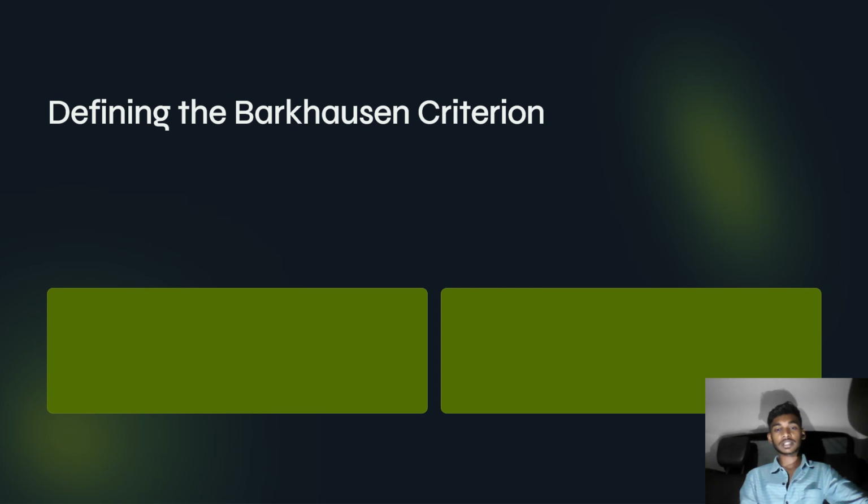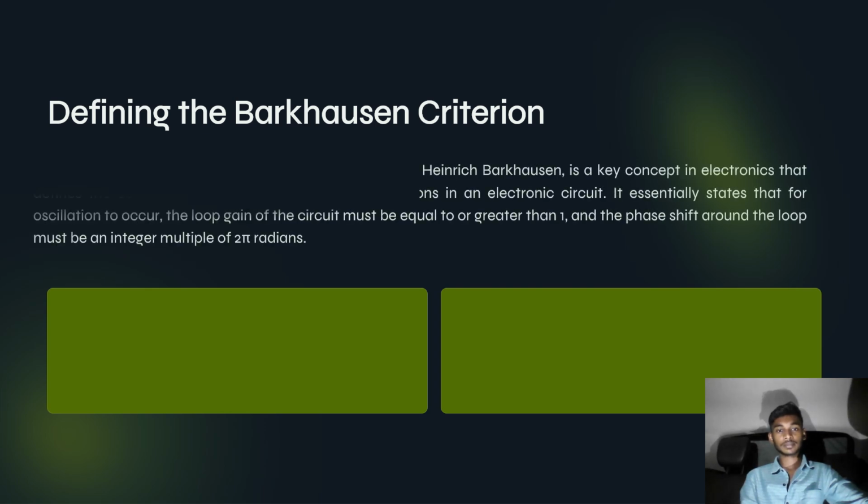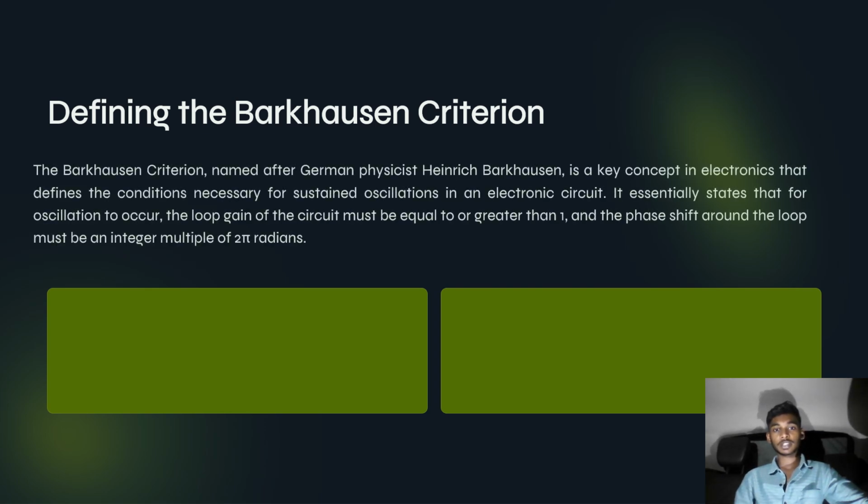Defining the Barkhausen criterion. The Barkhausen criterion, named after the German physicist Heinrich Barkhausen, is a key concept in electronics that defines the condition necessary for sustained oscillation in an electronic circuit. It essentially states that for oscillation to occur, the loop gain in the circuit must be equal to or greater than 1, and the phase shift around the loop must be an integer multiple of 2 pi.